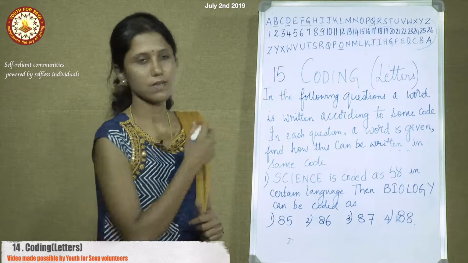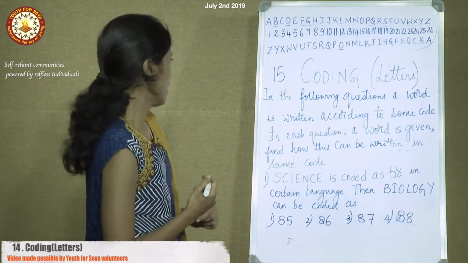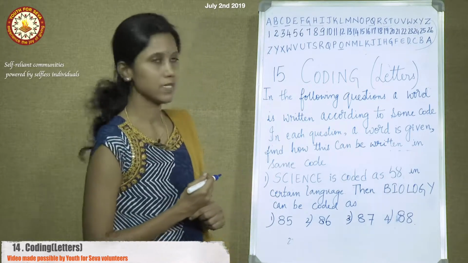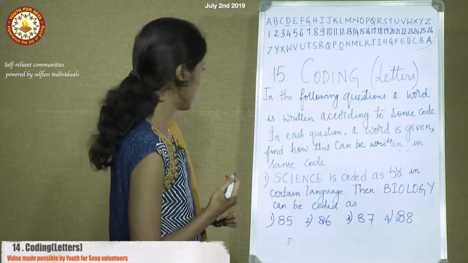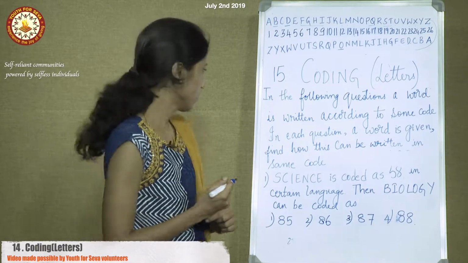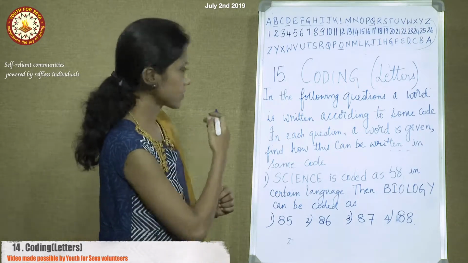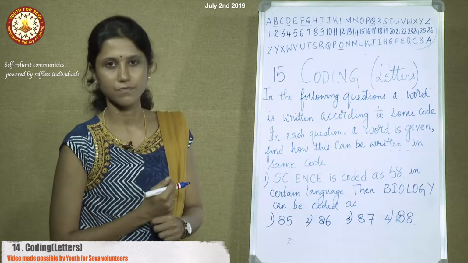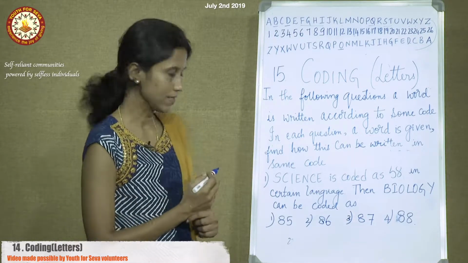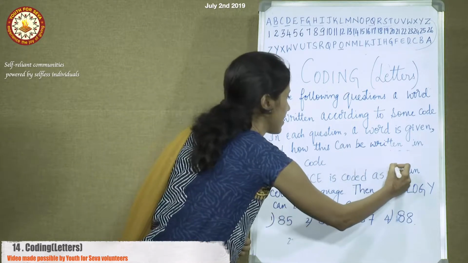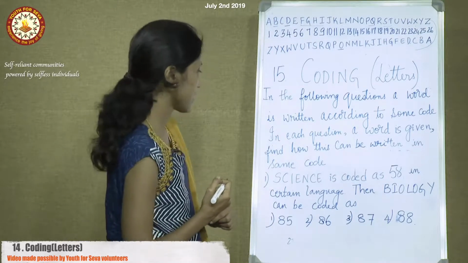Let us discuss today one more topic in the aptitude, that is coding with respect to letters. In the following questions, a word is written according to some code. In each question, a word is given. Find how this can be written in the same code. Let us try to understand the instructions given with respect to the first question. Science, S-C-I-E-N-C-E, is coded as 58 in a certain language. Then biology can be coded as.